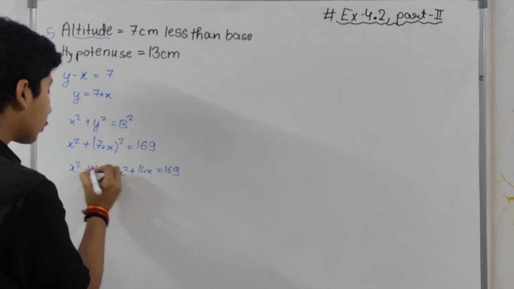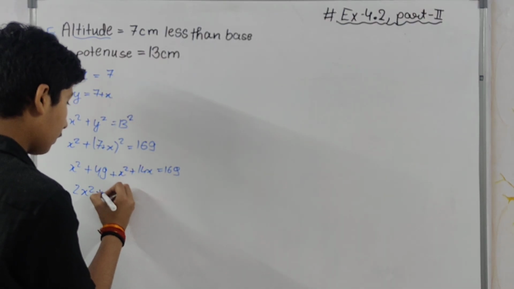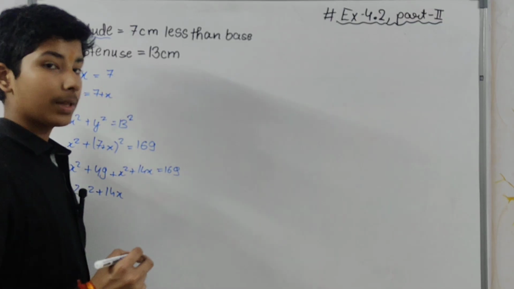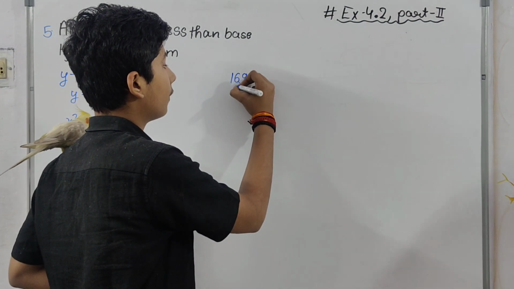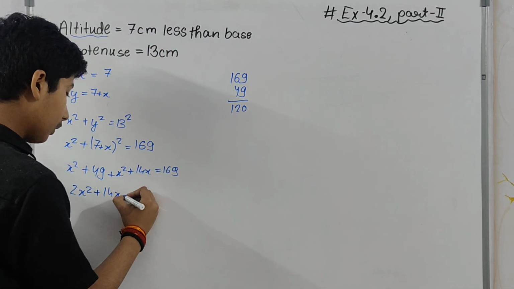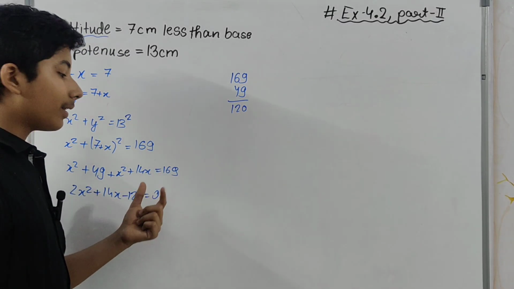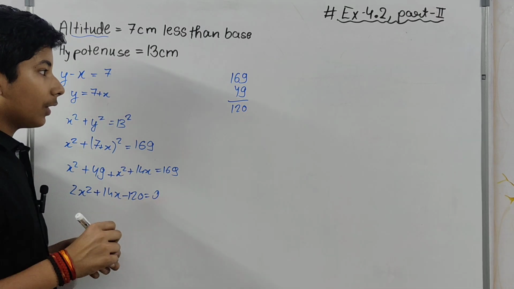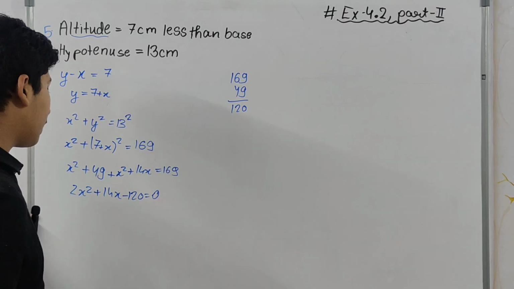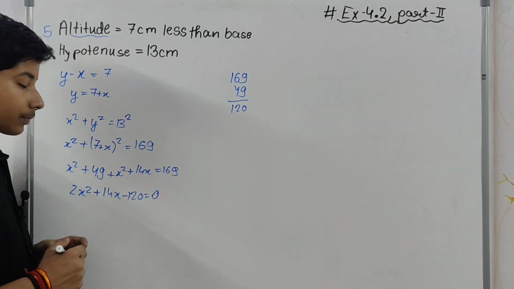Now x square plus x square is 2x square, plus 14x, plus 49 minus 169. So 169 minus 49 is 120. Okay, so now minus 120 equals 0, because when I send it that side the sign changes to negative, and it was positive. So negative and positive subtract from each other. So the thing remaining is minus 120. Minus 120 into 2 is minus 240.